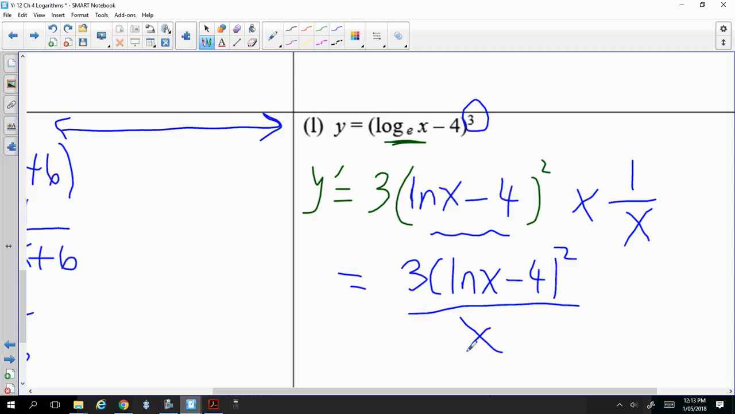Why is it over x? Because the derivative of 4 is 0. So it's 1 over x minus 0. So if I just keep that extra step, like that, derivative of inside. Right? So differentiate the power, then differentiate inside. Alright, think about that.